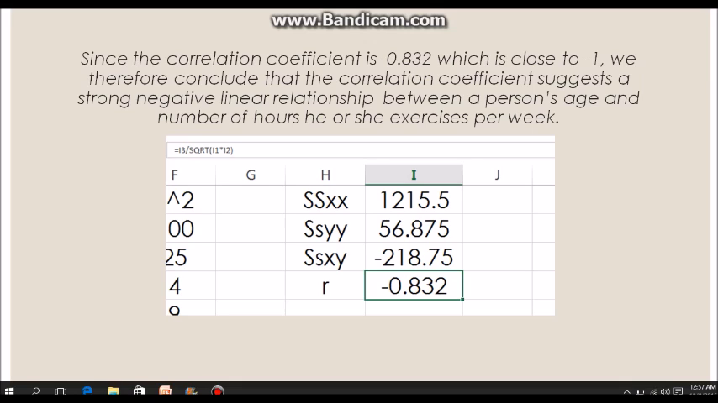Since the correlation coefficient is negative 0.832, which is close to negative 1, we therefore conclude that the correlation coefficient suggests a strong negative linear relationship between a person's age and number of hours he or she exercises per week.